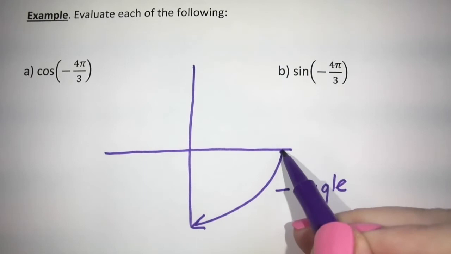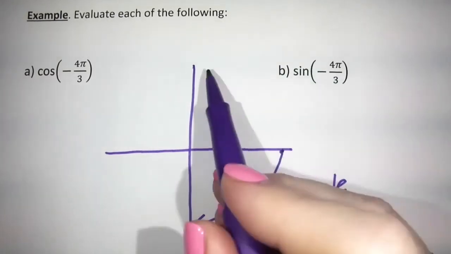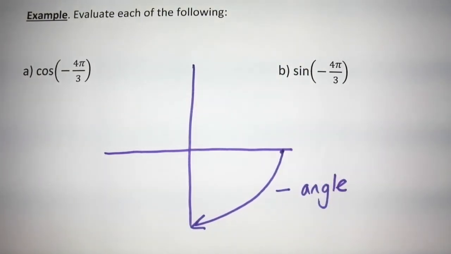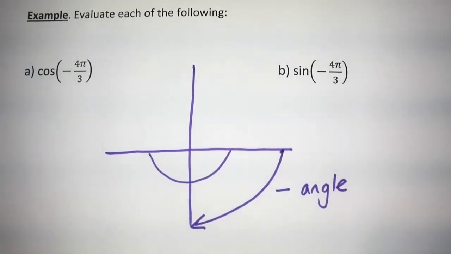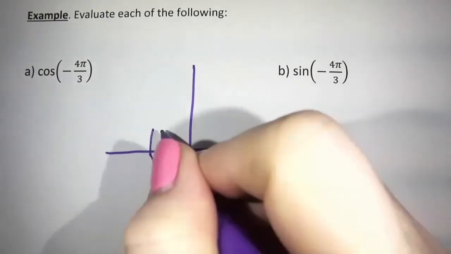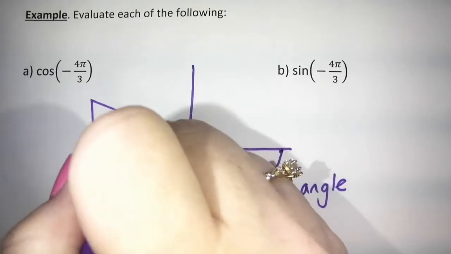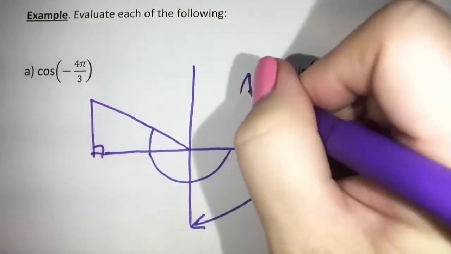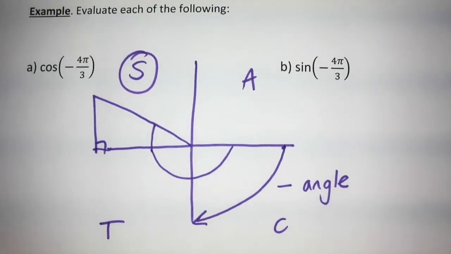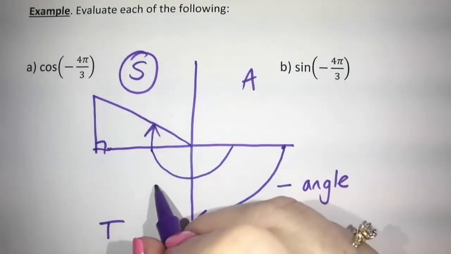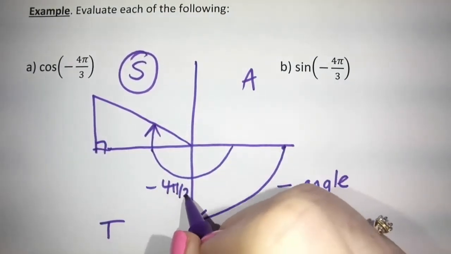So that's where we draw a negative angle. Positive angles, we start at positive x and go up and around towards the top here. So negative 4 pi over 3. Well, negative 3 pi over 3 would be pi. So a negative pi would go all the way to here. That would be negative pi. And we have to go a little bit further. So we're actually up in this quadrant, which if we draw our CAST rule is our S quadrant.